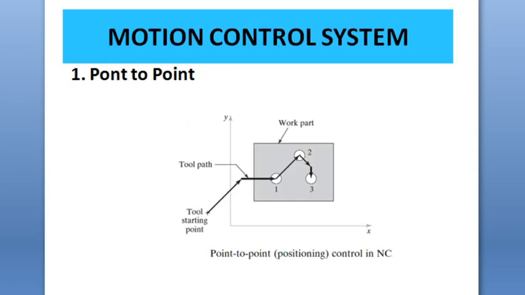There are two motion controls used in CNC systems. First one, point to point. Here the work table can be moved to a specific coordinate, at a particular point X, Y. It's point 1, point 2 and point 3. The work table can be moved to specific coordinates only. It is called the point-to-point motion control system.